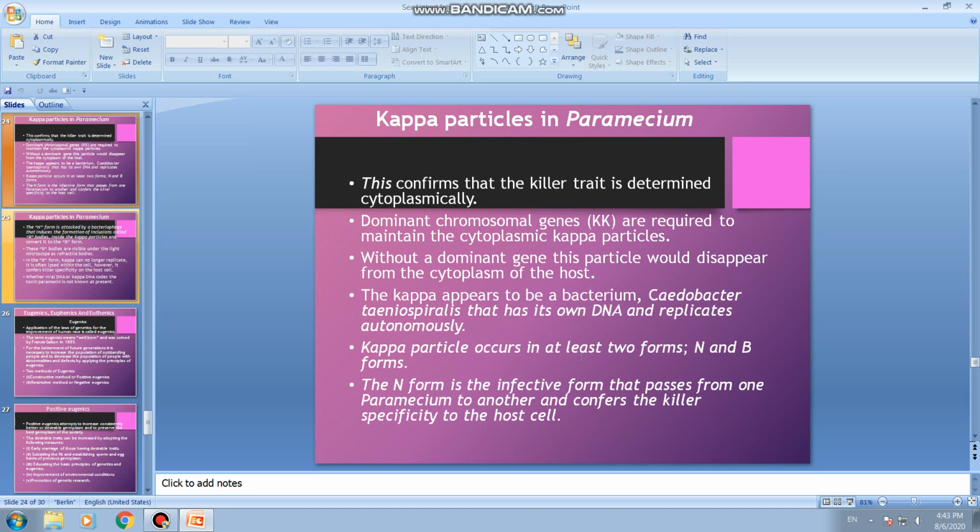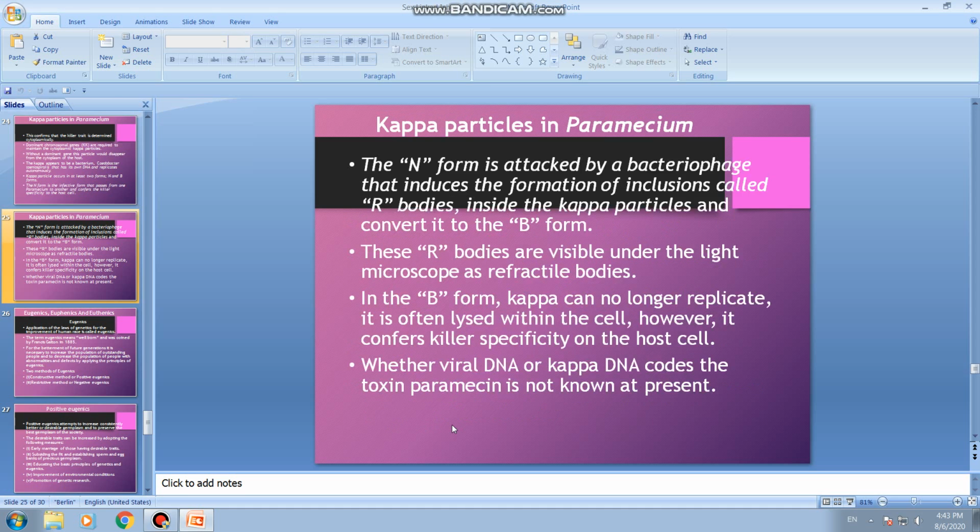Kappa particle occurs in at least two forms, N and B forms. The N form is the infective form that passes from one paramecium to another and confers the killer specificity to the host cell. That is, there are two forms of kappa particle, N and B. N only is the infective form that passes from one paramecium to the other, and it also provides the killer specificity to the host cell.